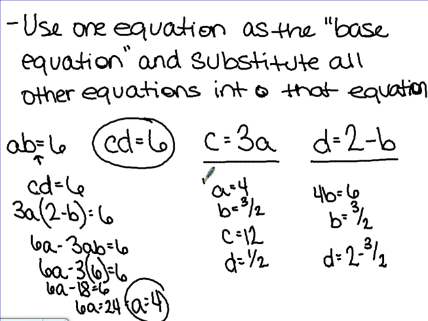So now I have used advanced substitution to solve for all 4 variables. What you're doing is picking one base equation and substituting everything else into that one base equation.